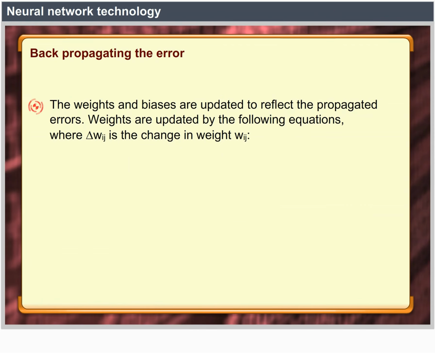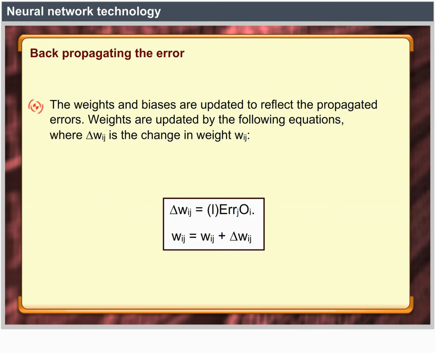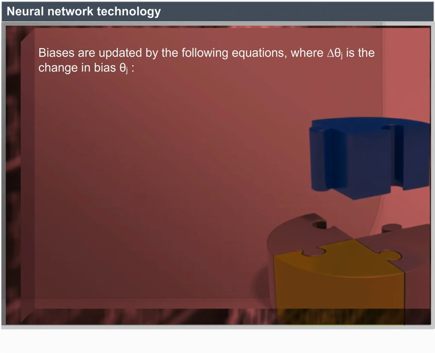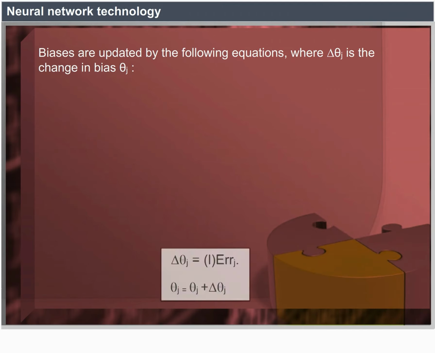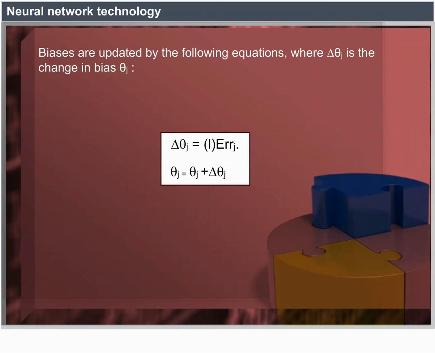Weights are updated by the following equations, where delta wij is a change in weight wij. Delta wij equals l into Errj into Oi. wij equals wij plus delta wij. Biases are updated by the following equations, where delta theta j is a change in bias theta j. Delta theta j equals l into Errj. Theta j equals theta j plus delta theta j.